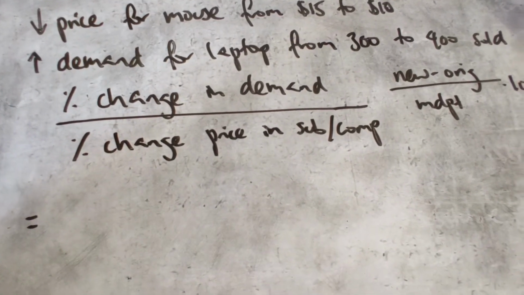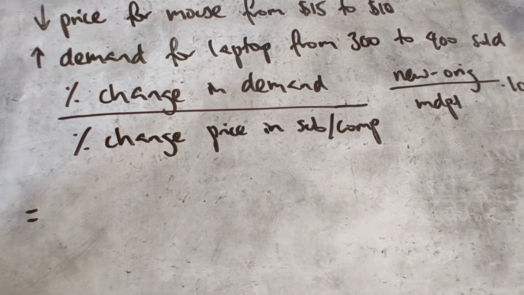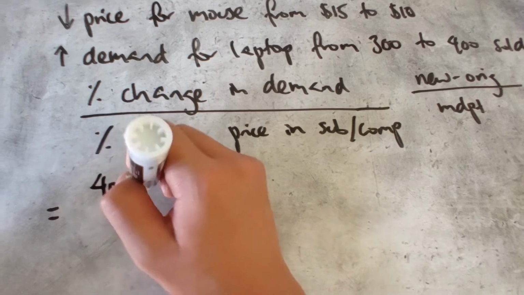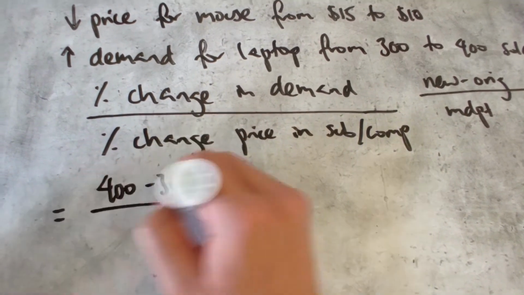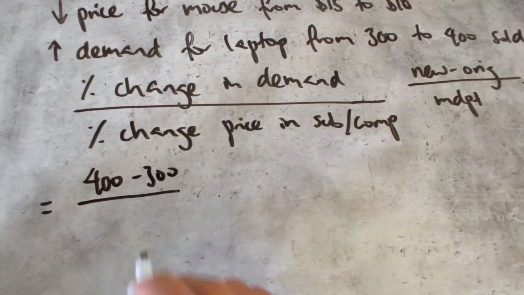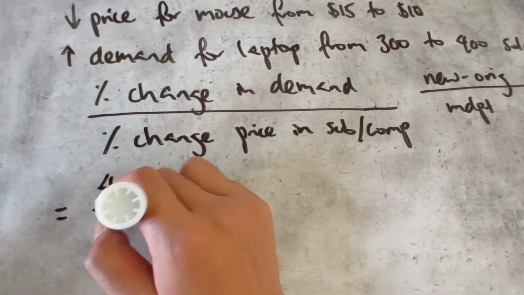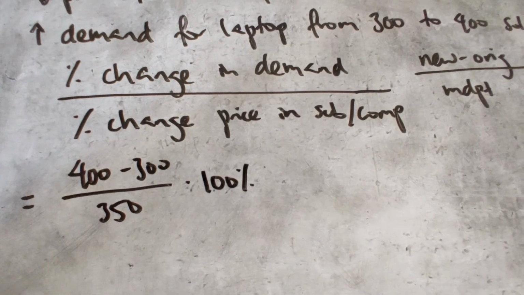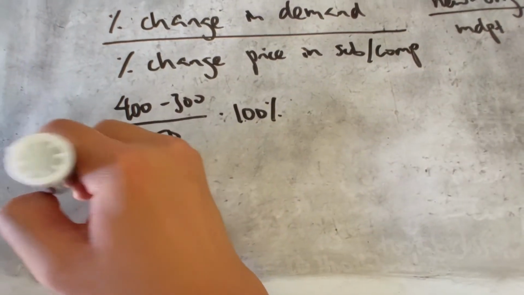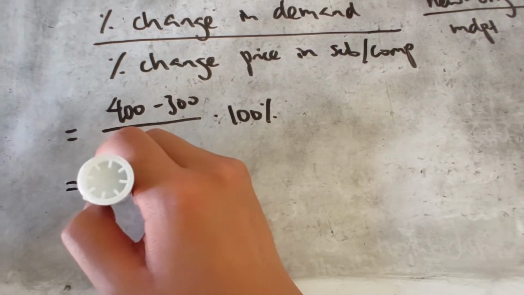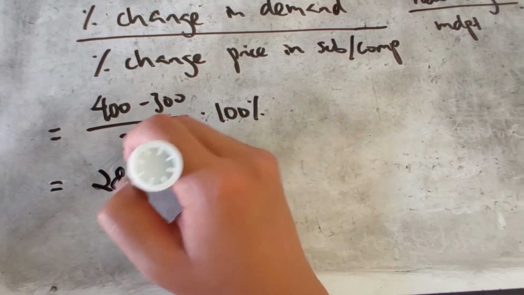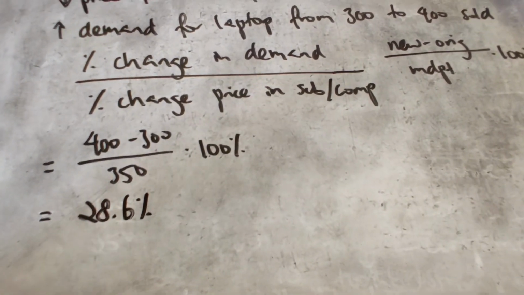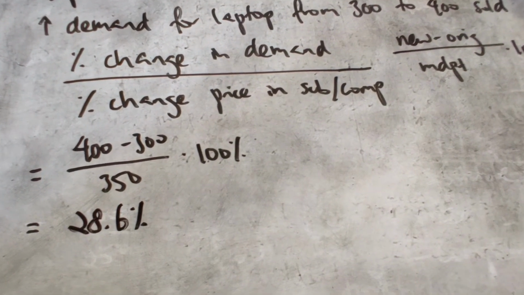So the new value for the laptop demand is 400 minus the original, which is 300, and the midpoint is the value that's in between them, which is also the average, which is 350. Now we multiply this by 100%. And simplifying this, I solved it ahead of time. This is 28.6% rounded to the nearest tenth. And that's the percent change in demand.